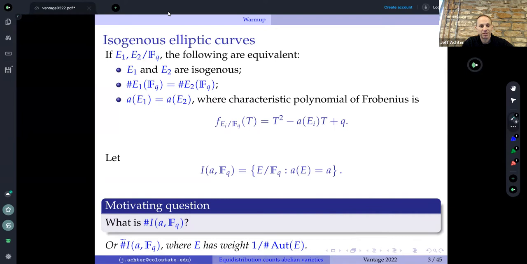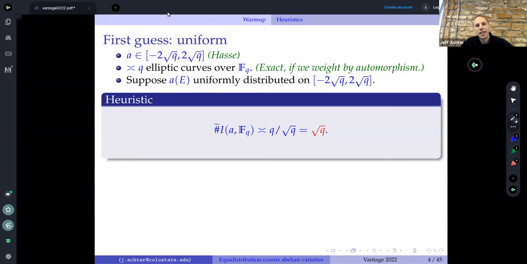And I just want to ease into this set of questions, even though I realize that a lot of you can already anticipate how the answers might look, but it's nice to reconnect with a naive view of it. So here's the first thing that I tried when I was wondering about this. Well, I know that the trace of Frobenius is a number between minus 2 root q and 2 root q. And I know there are about q elliptic curves over F_q. And what's nice about this statement is that either you count them and say, well, they're q j-invariants, so they're q elliptic curves. And then someone says, oh, but what about twists? And it turns out if you compensate for that by weighting by automorphism, you get the same answer anyway.